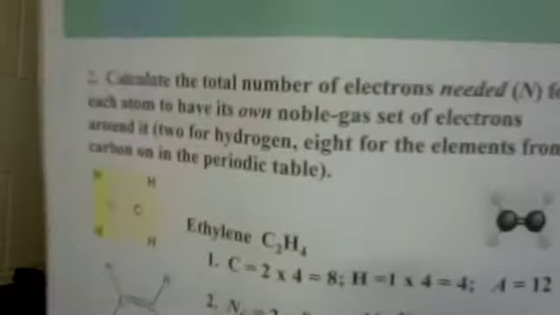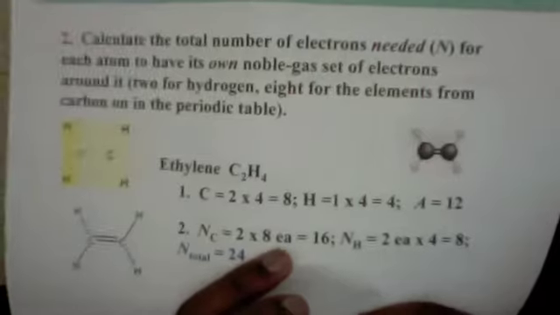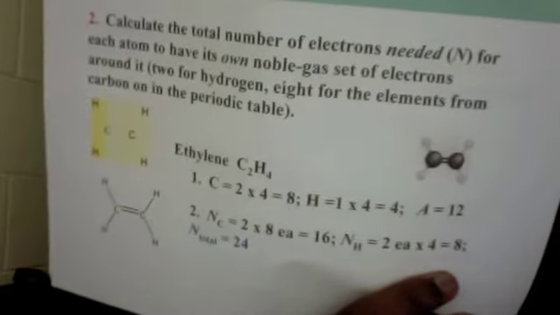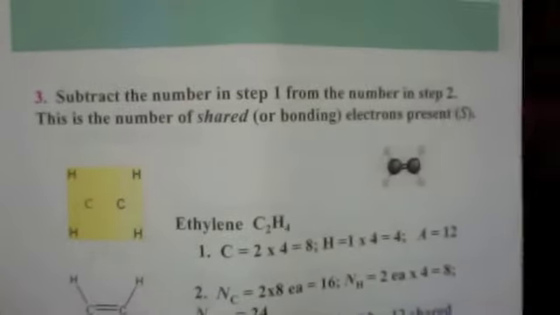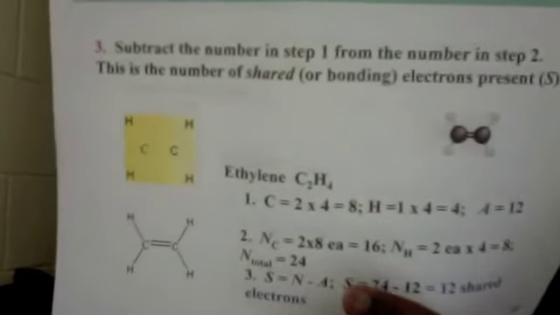Okay, so next, we want to calculate N, the total number of electrons needed. So we've got, as you can see down here, for carbon, 2 times 8, and that's going to be 16, and we've got 4 H's at 2 each, so we're going to have 8. Add those two together, our N total is 24. Next step, subtract the number in step 1 from the number in step 2 to get the number of shared electrons again. So S equals N minus A, 24 minus 12 is 12. So we've got 12 shared electrons in this.